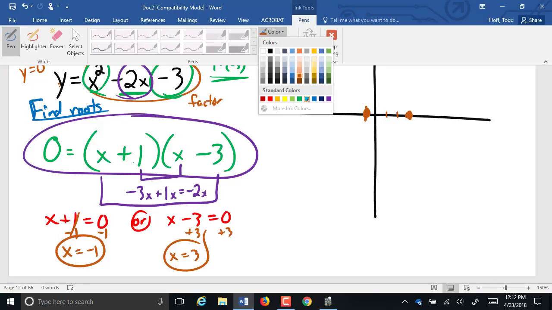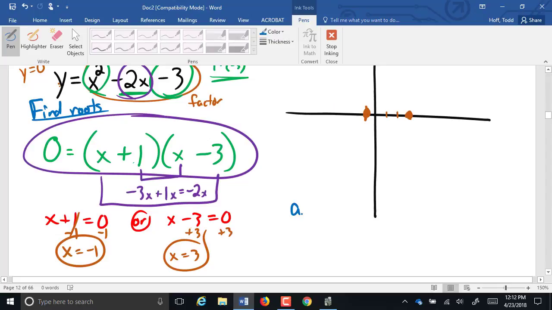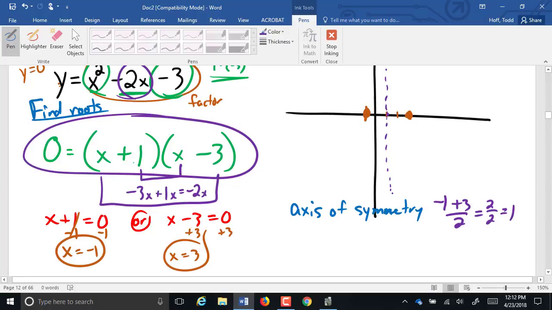To find our axis of symmetry, we look at those roots, we average them together. Negative 1 plus 3 divided by 2. Well, negative 1 plus 3 is just 2. Divided by 2 is 1. So our axis of symmetry is here at x equals 1.